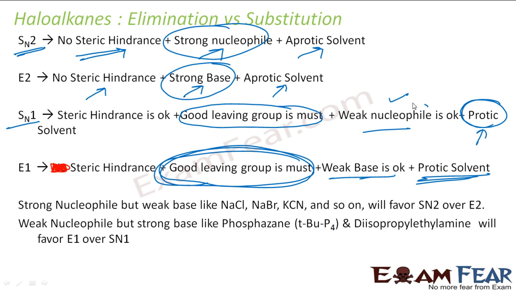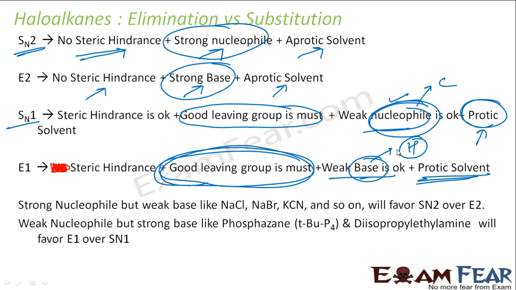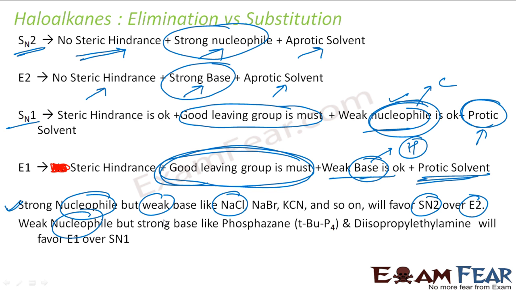Please note, here I had a nucleophile, here I have a base, because the base is the one which will attack on hydrogen. The nucleophile will attack on carbon. This will attack on hydrogen, right? To make sure we form a double bond. So one note I have: if I have a strong nucleophile but weak base, for example NaCl, this will favor SN2 over E2. But if I have a weak nucleophile and strong base, it will favor E2 even over SN1.